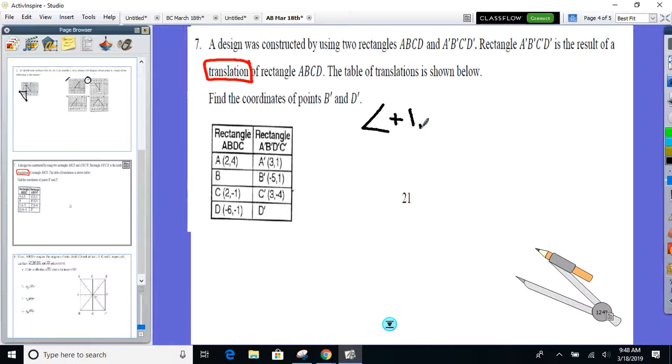Plus 1. And then you said what? Down 3? How do I write that? Minus 3. Everyone take a look. What type of notation did I just write that in? That's vector notation. Here you go.